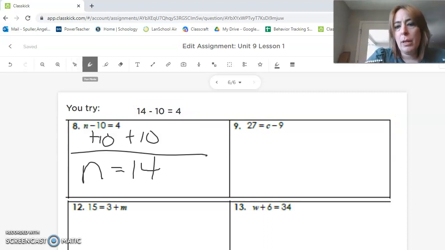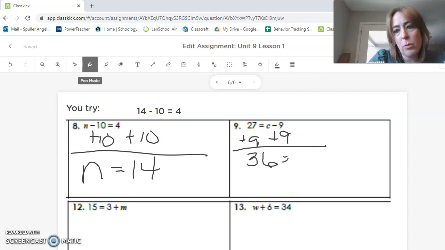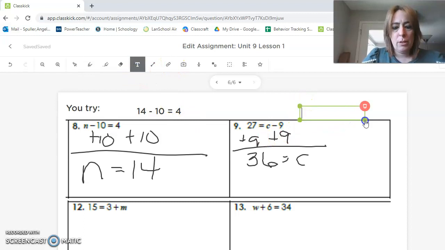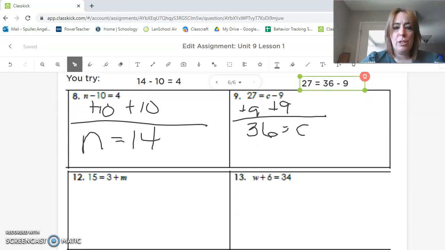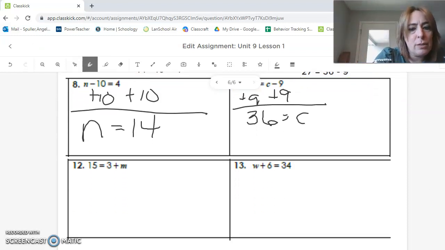Good job. Okay, so if I'm subtracting 9, I have to add 9 to this side, add 9 to this side. That gives me 36 equals c. So let's prove it. Let's make sure it's true. So 27 equals 36 minus 9. That's right. Good job.